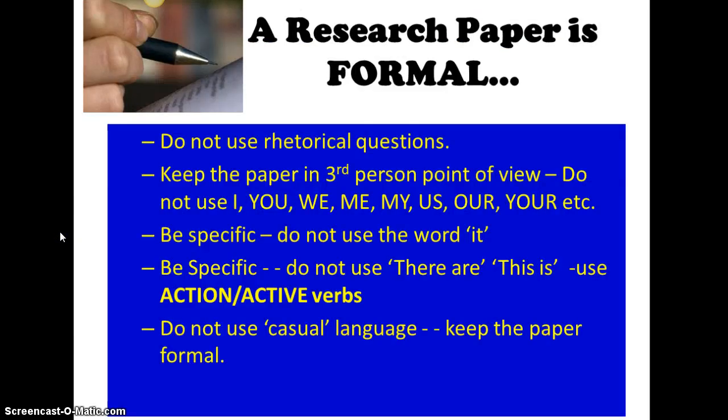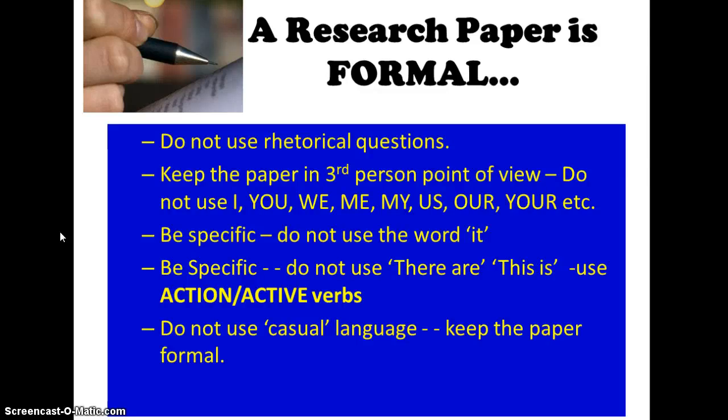All right, so for the rest of the session, I'm going to talk about how you get that A on the research paper. First of all, it needs to, again, be a literary research paper, but you should have passed off your topic and your outline, so then you'll know for sure you're already on the track that you need to be. Now, when you're writing, a research paper is formal.